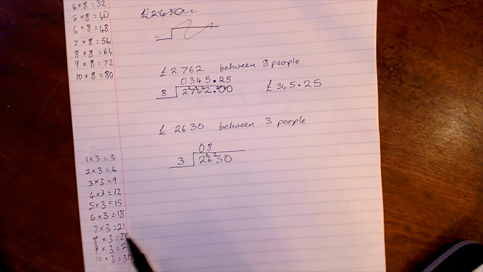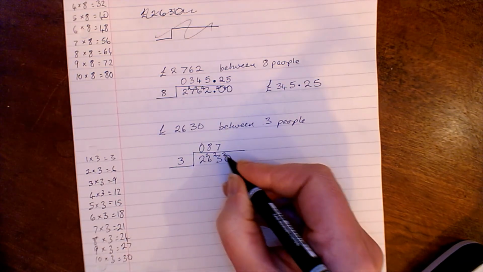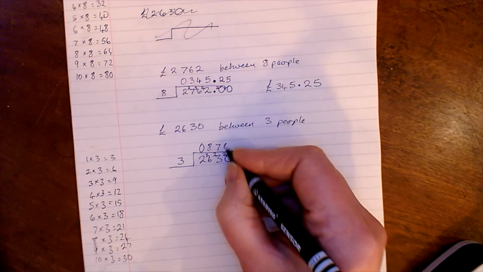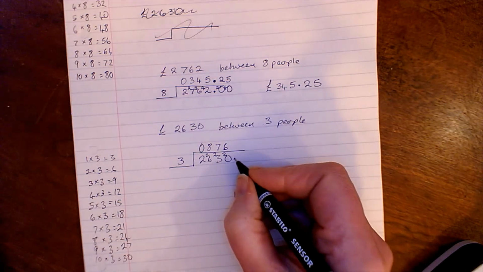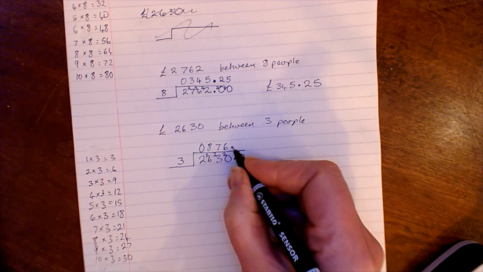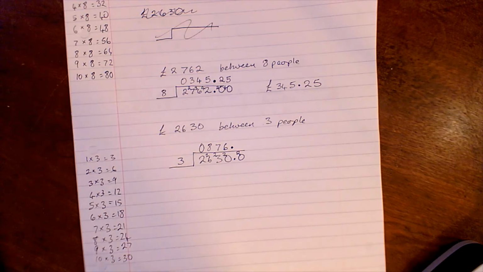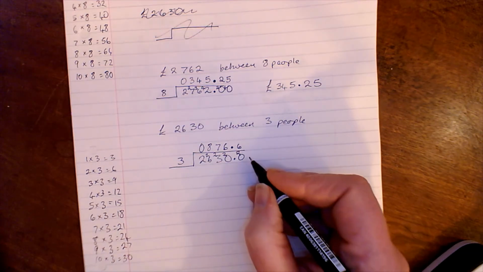3 into 23, well 21 is just less, so I can put a 7 there and I'm carrying 2. 3 into 20, well 18 is just less, so I can put a 6 there and I'm carrying 2. We know what to do, we did this last time. 3 into 20, well 18 is just less, so I can put a 6 and I'm carrying 2.